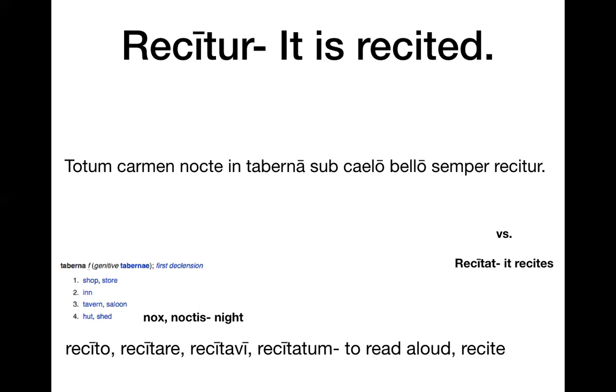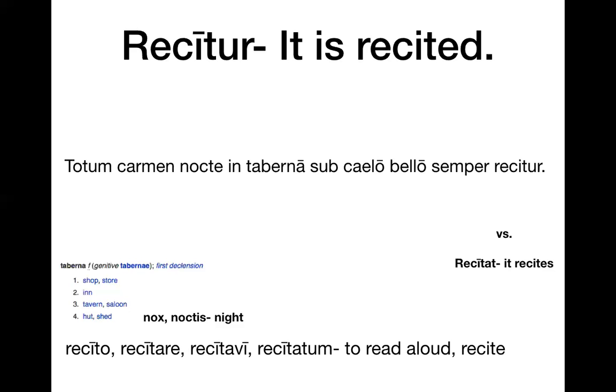So these verbs need to happen to the subject. This recitation is being inflicted upon the it. Whereas with active verbs, the subject is always doing a verb at a direct object. Like it recites the direct object hello. So that is the active version of this, recitat, it recites, versus the passive, it is recited.